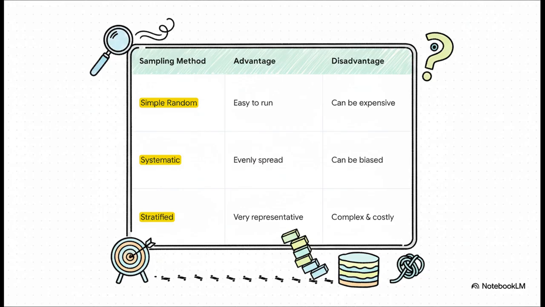It's really efficient and spreads things out nicely. And stratified sampling is really clever. You divide your population into smaller groups first, like by age or gender, and then sample from each group. This makes sure your sample is perfectly balanced. They all have their ups and downs, but the goal for all of them is fairness.